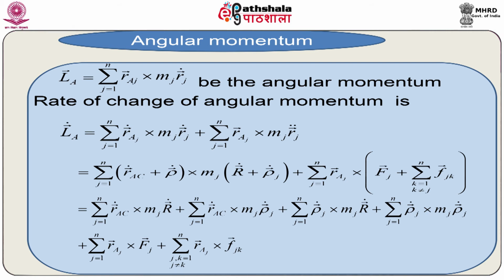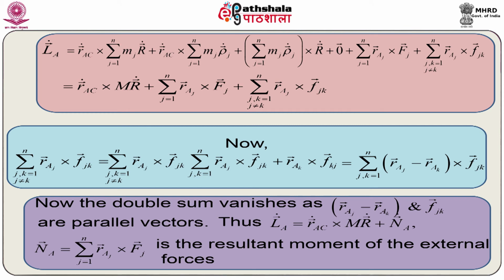This is the resultant moment of the external forces. Thus, we have LA vector dot equal to this one plus NA vector. This term is this one and this term is written as NA vector. NA vector is given by this. This is the resultant moment of the external forces. We now consider two interesting cases.